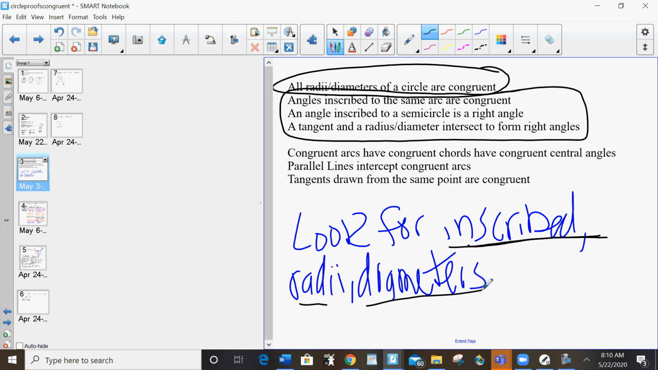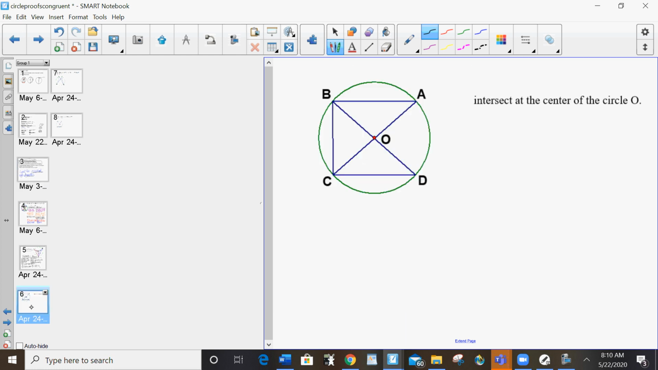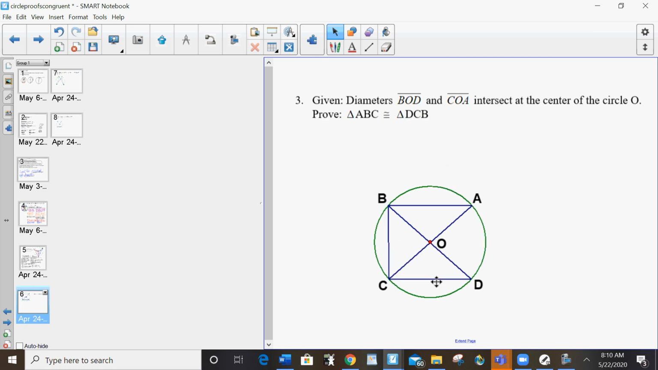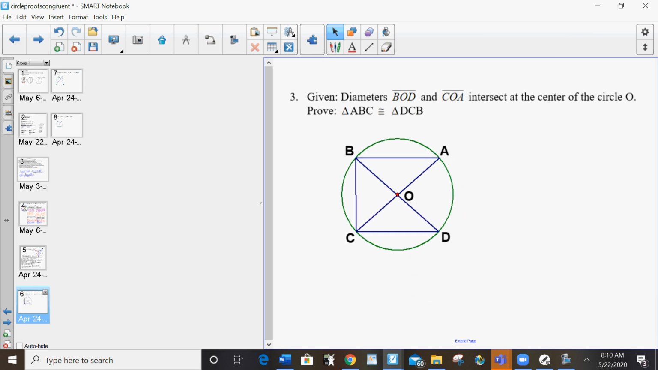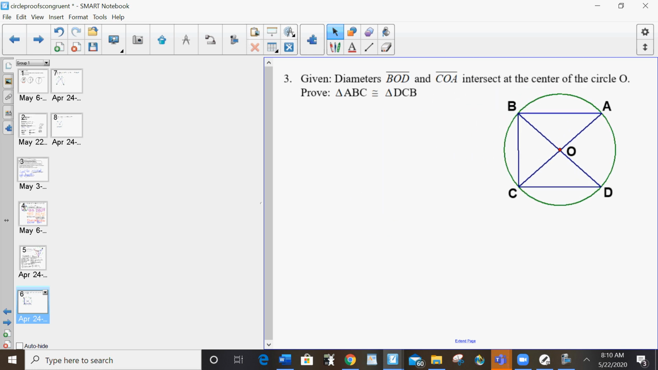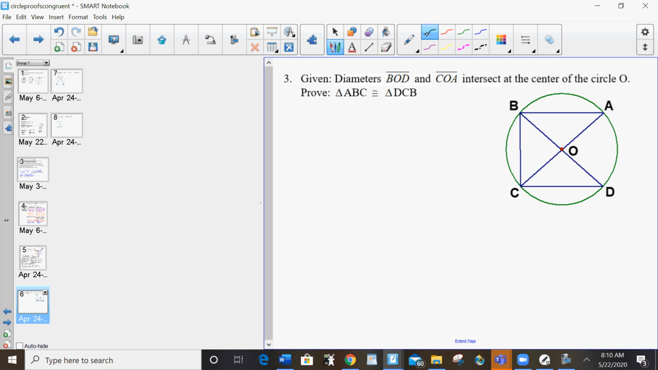So we'll do, there's what, 3 more here. So let's do, I don't know, let's do 1 more. Let's do number 3. Is it obvious which triangles I'm proving congruent here? I'm going to go with no, but it's telling me ABC and DCB. So they're overlapping, and those are my triangles that I'm proving congruent.